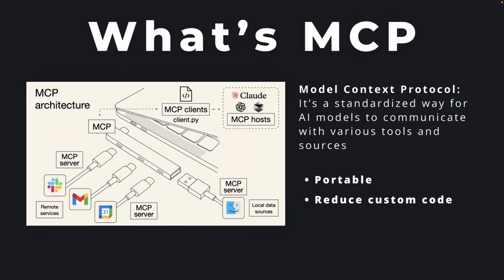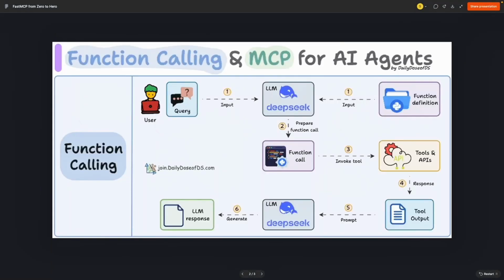Plus, MCP helps future-proof your projects. As new AI models and tools emerge, you can plug them into your existing setup with minimal changes. Just like plugging a new device into a USB-C hub, this flexibility and simplicity are what make MCP so powerful. Let's take a moment to explain how MCP works, especially in the context of one of the biggest recent advancements in AI, function calling.